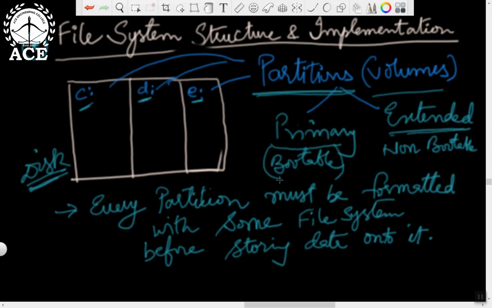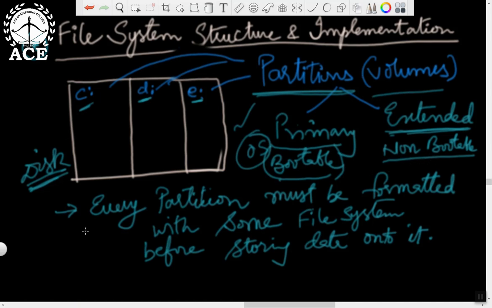Primary partitions are bootable partitions. You can store operating system onto it, plus you can store other data. Whereas extended or logical partitions are non-bootable, means you cannot store operating system onto it. You can store only data like files, application software and so on. So this is first point. So disk is divided into partitions. Partitions are of two types, primary and extended. Primary also called bootable, and they have the capability to store operating systems, whereas extended partitions or logical drives are non-bootable. They cannot store any operating system onto it.